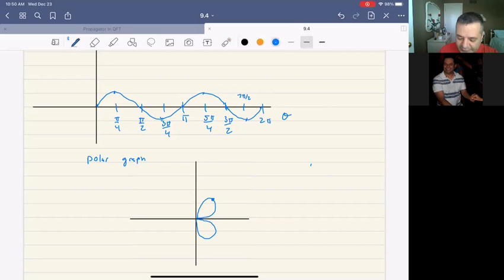All right, next, from pi to 3 pi over 2. So that's from this angle to this angle. It's going to be a positive r value, so it's going to go out in the direction of those angles. So we're going to have a loop over here. And then finally, from 3 pi over 2 to 2 pi, that's these angles, but the r's are negative. That means it goes in the opposite direction. So I'm going to have a loop over here.